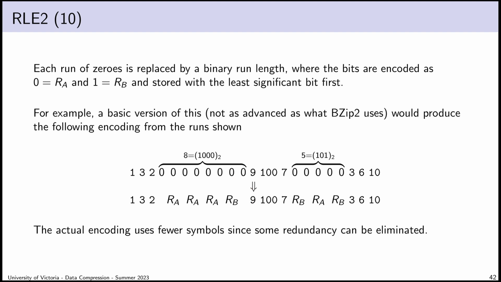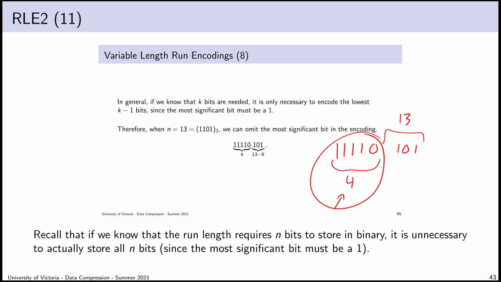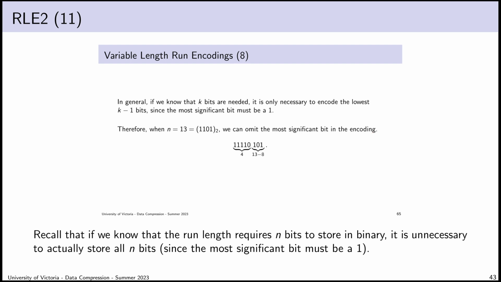BZip does something more advanced that relies on the same intuition that I brought up a few minutes ago. I brought up the fact that when we're using that mixed unary binary representation, I could encode the value 13 like this. This is the binary value for 13. This is the unary value for 4. But I don't need to do this, because when you know you're going to have 4 bits, you can assume the most significant bit is a 1. So I can save 1 bit using the information that I gather from the number of bits that I need. I can do exactly the same thing with this RB and RA representation. I can chop off the most significant bit.